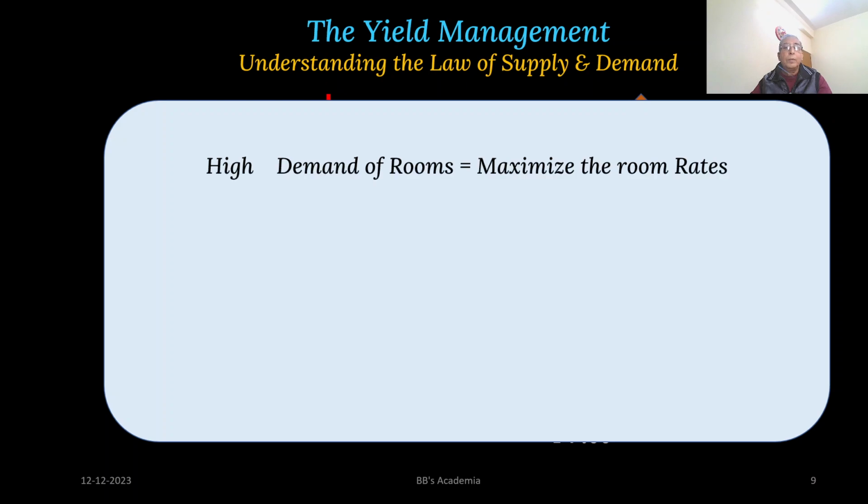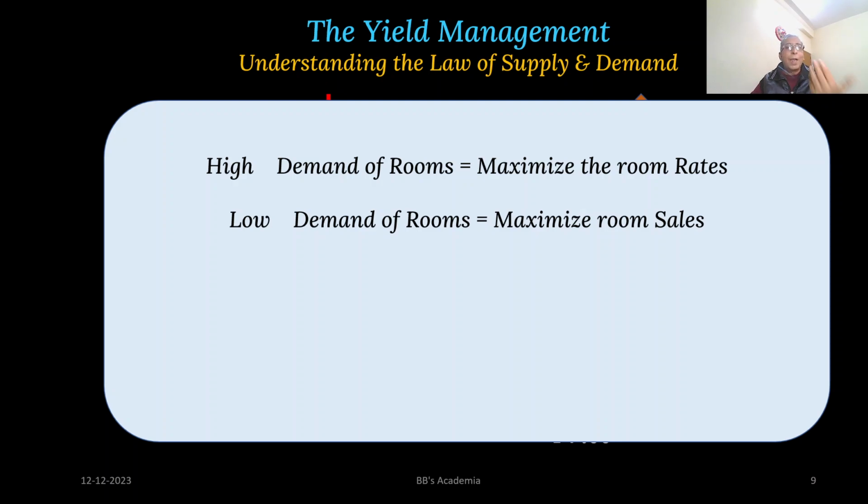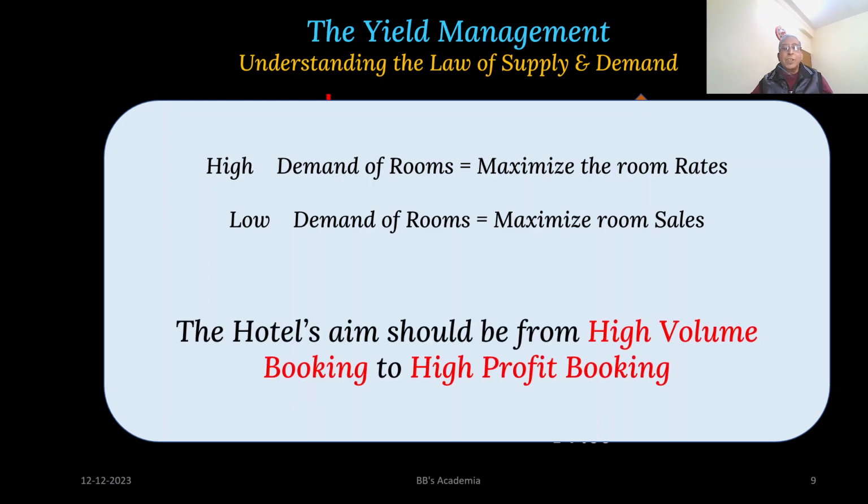In case of hotels, what we can see is high demand for rooms, then what should be your strategy? Maximize the room rates. When there is a low demand for rooms, then maximize the room sales. Try to sell more rooms. So naturally, you'll be earning more. The hotel's aim should be to move from high volume booking to high profit booking. That will be the concept of yield management.